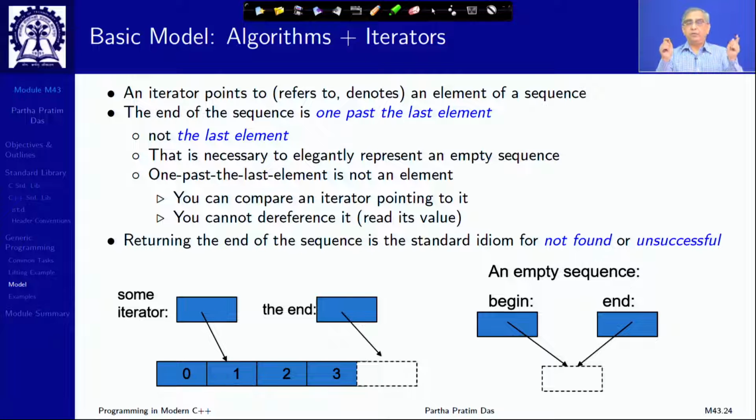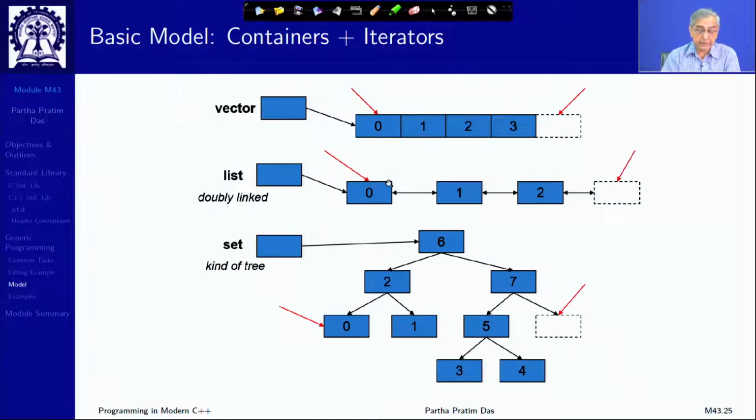Whatever you need to do, you do not have to think whether you are going over an array or a list or a set or anything. You just call the iterator operation, and that will give you the next element to work with. You can work simply with that.